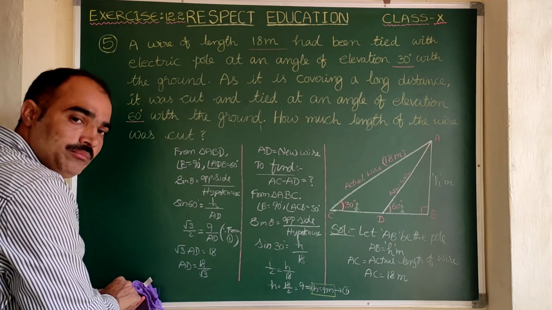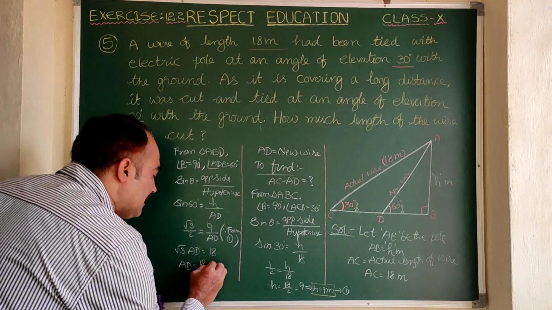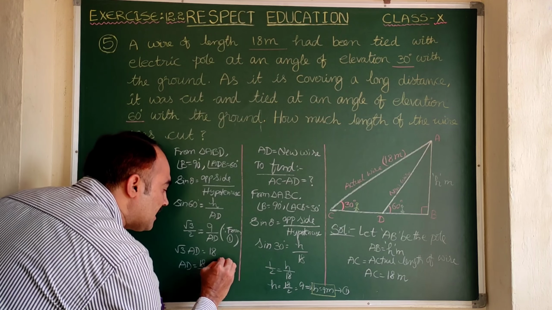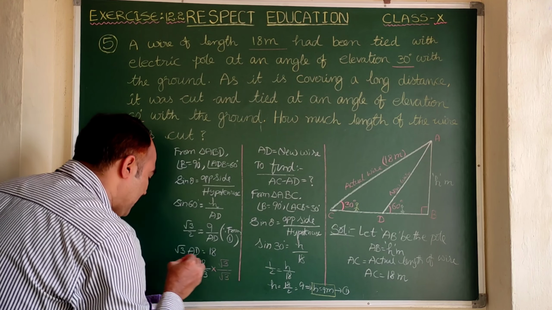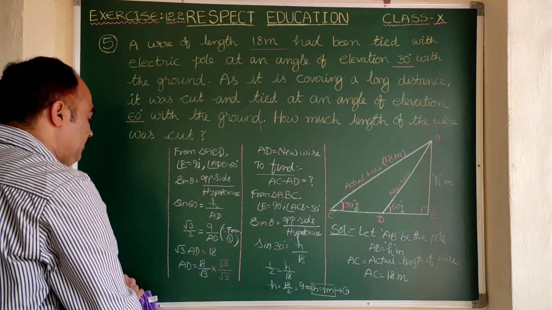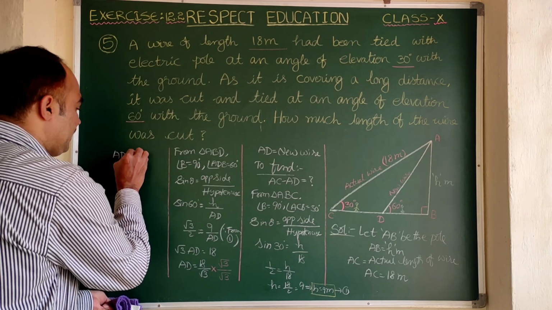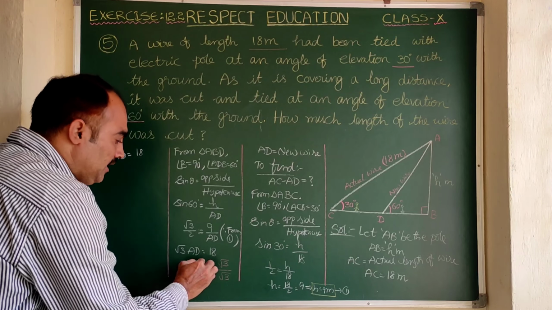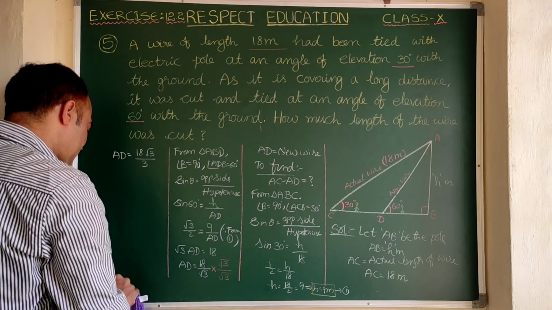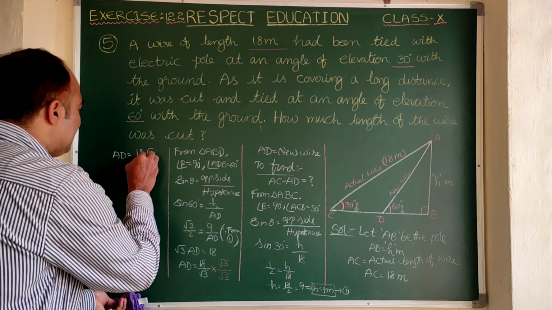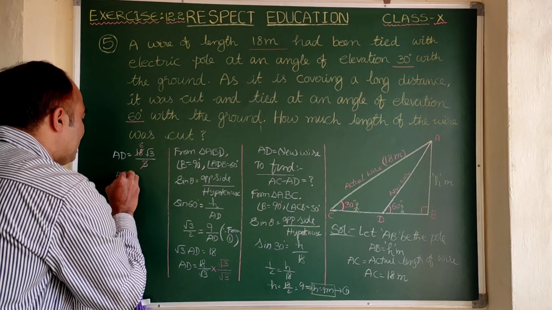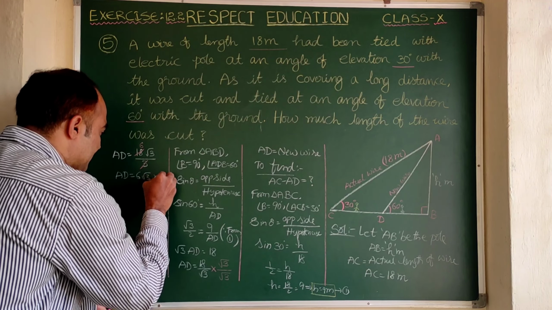Since here root 3 is an irrational number in the denominator, let us multiply and divide with its rationalizing factor. The rationalizing factor of root 3 is again root 3. So into root 3 by root 3. On simplification, we get the value of AD is equal to 18 root 3 by root 3 into root 3, which is 3. Let us cancel 18 with this 3. 3 6s are 18. So it is 6 root 3. AD is equal to 6 root 3 meters.